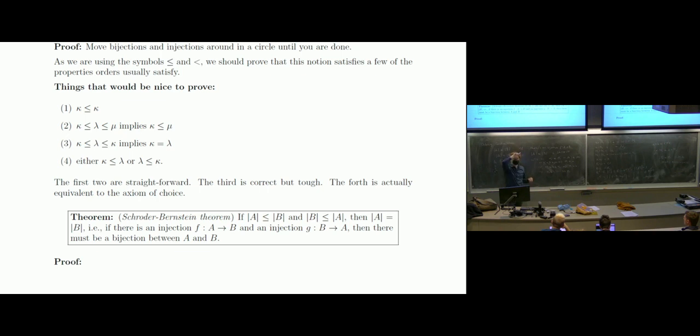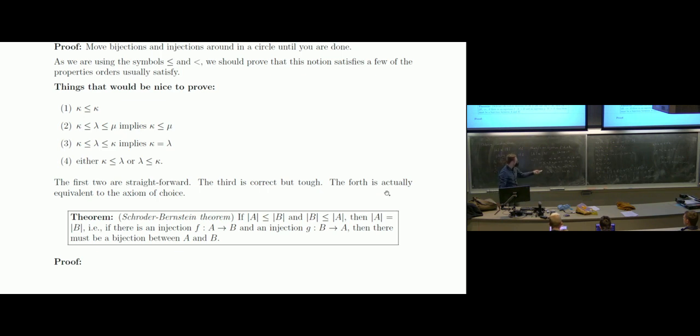Yes, Rudy? Repeat number 3 again. It says if kappa is less than equal to lambda, but lambda is also less than equal to kappa, then it must be the case that lambda equals kappa. Right, so this isn't even possible in the strict case, right? Because then kappa is less than itself. But because we're allowing equality, this is allowed.